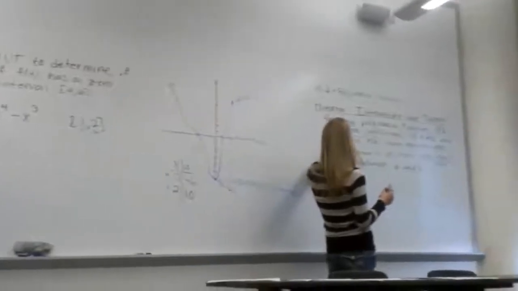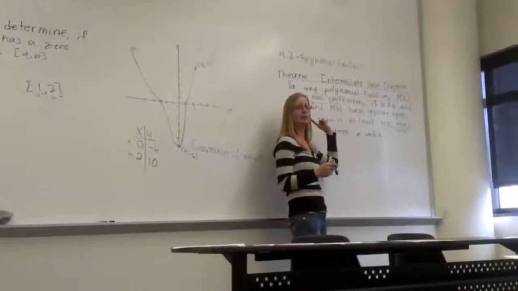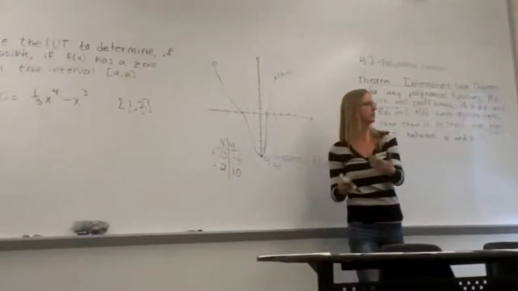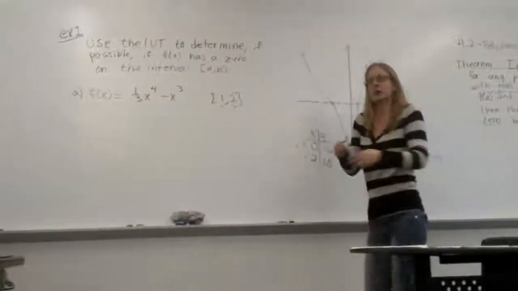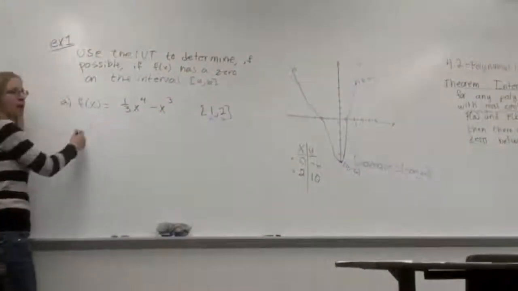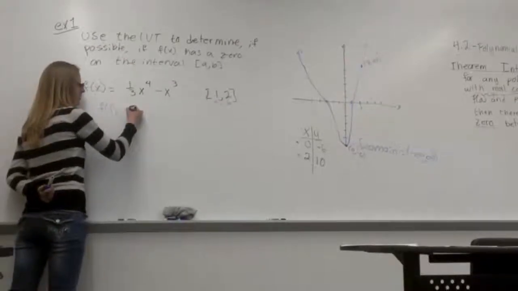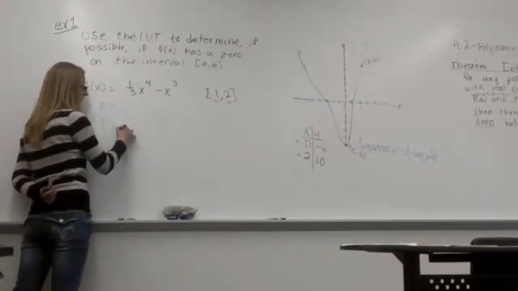The next thing it says is P of A and P of B have opposite signs. So remember, those are the Y values. So the next thing I have to do is find the Y values to see if they have opposite signs. In the theorem they called it P, I'm calling it F. It doesn't matter, you can call it whatever you want. So I'm going to plug in my A value and my B value to see what I get.